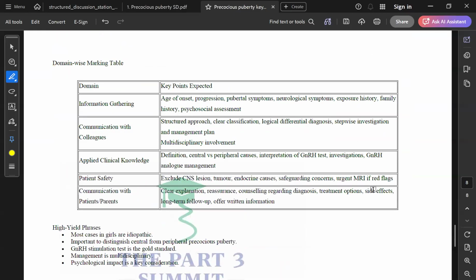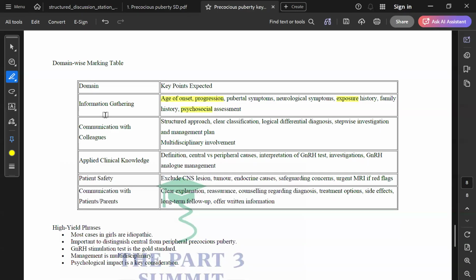All right. Now the domains under this task are how you look at the presentation. What is the tempo of progression, like the speed of progression? Okay. What are all the symptoms which she presented with? Any other neurological symptoms? Any exposure to drugs, right? Family? Is she an adopted child? Okay. How is her psychosocial assessment? Okay. So these are all the points.